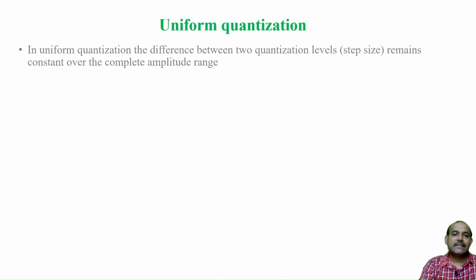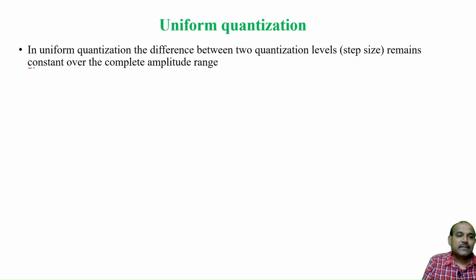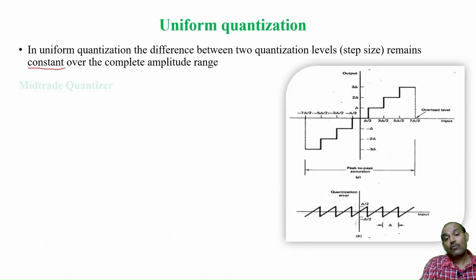Let us now see what uniform quantization is. As I said, the step size should be constant throughout the complete amplitude range. Such quantizers we call uniform quantizers. Again, in uniform we have two types. The first type we call the Midtread Quantizer. Before that, let us draw the transfer characteristics of the Midtread Quantizer. The x-axis indicates the input and the y-axis indicates the output of the quantizer. The input of the quantizer means the message signal.